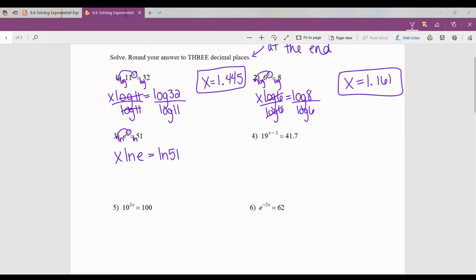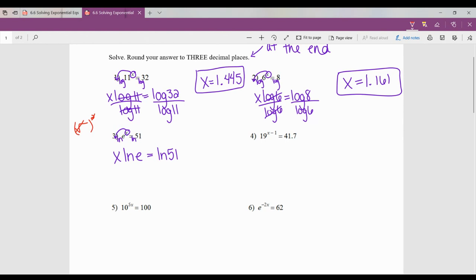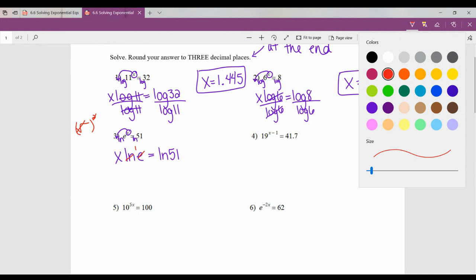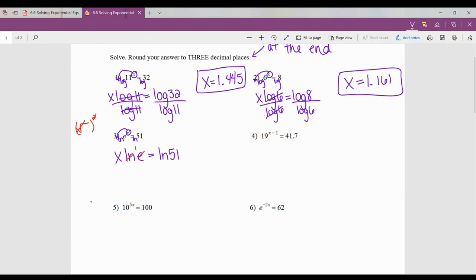Now here's this nice cool thing about ln and e. ln and e are kind of like the square root and squared. They're inverses of each other, so they cancel out. So when you have ln and e right next to each other, they cancel each other out, and it just becomes 1, and 1 times x is just x. So we have x equals ln of 51.